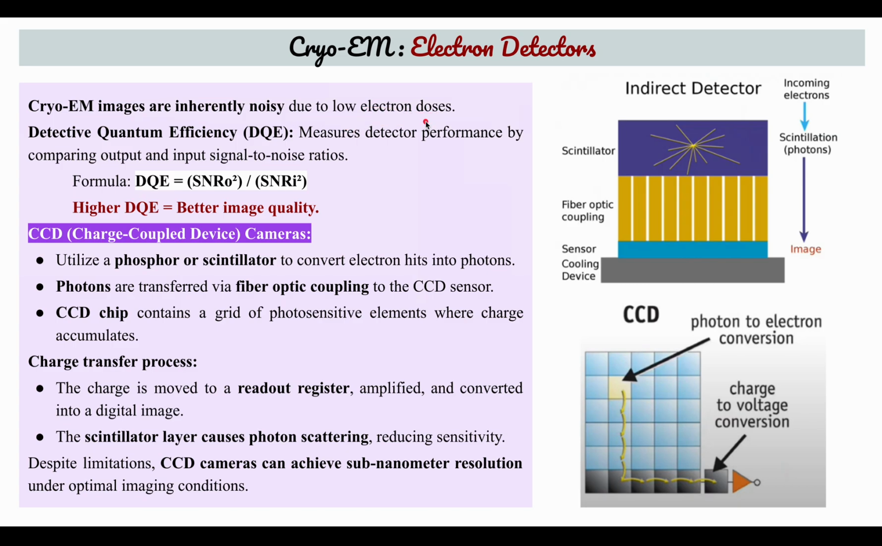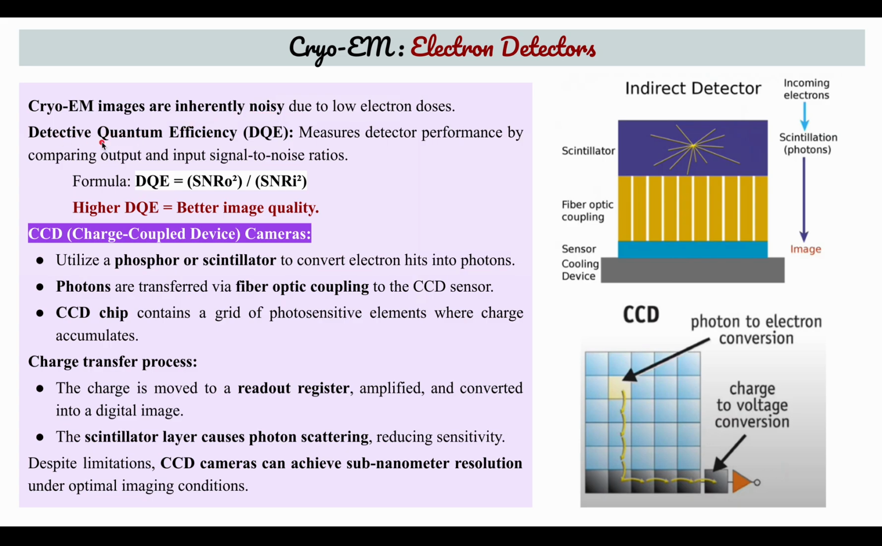So we need to maintain the balance in the electron dose which we use, because if the dose is low, then images will be noisy, but if the dose is too high, then it can distort or disturb our sample. So we need to keep in mind how much dose should be used, which can give us a high signal to noise ratio without influencing or disturbing the specimen.